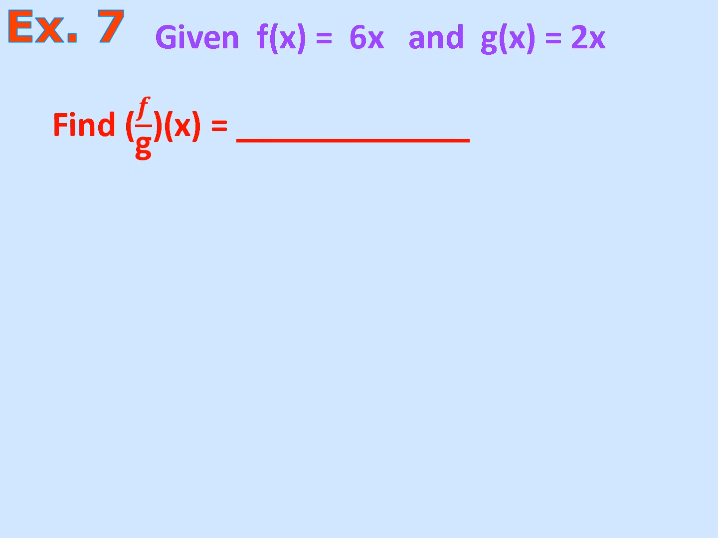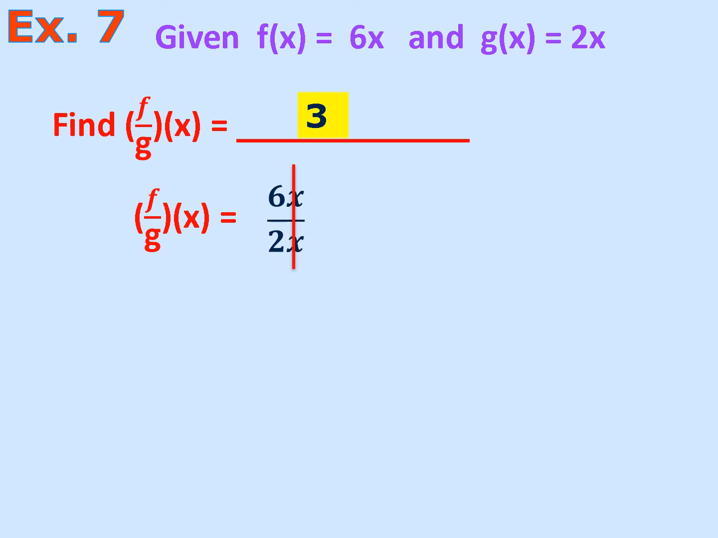Example 7. Given f of x equals 6x and g of x equals 2x, I want to find f over g of x. So remember, that's f of x over g of x. Ooh, but look what happens. I have an x on top and an x on bottom. What happens there? That's right, they cancel out. So I'm left with 6 over 2, which is 3.